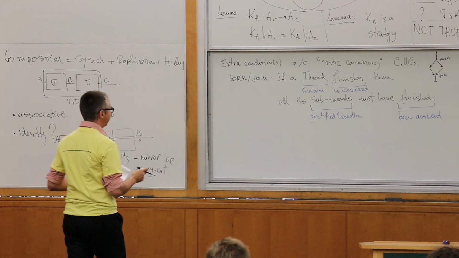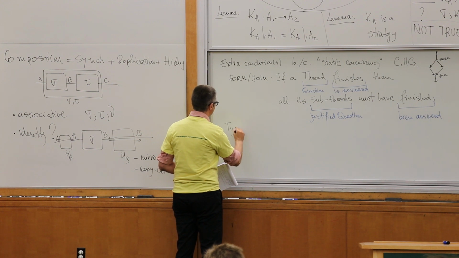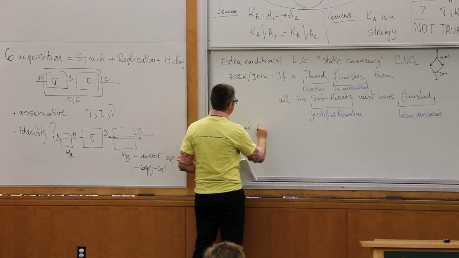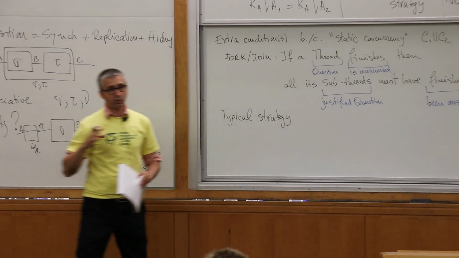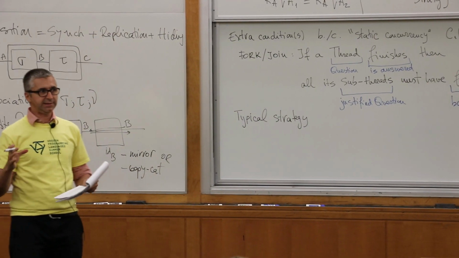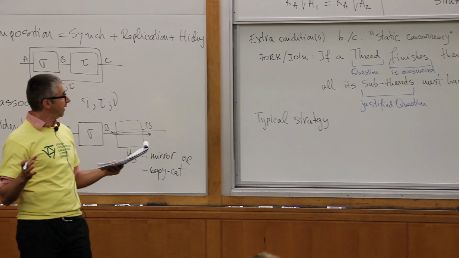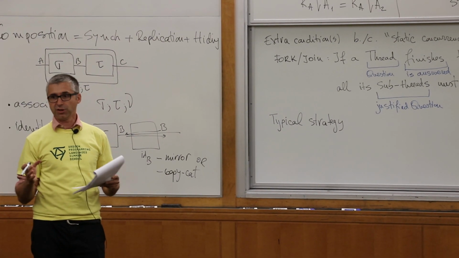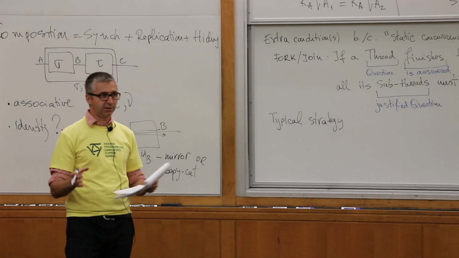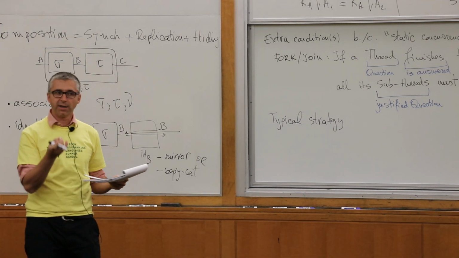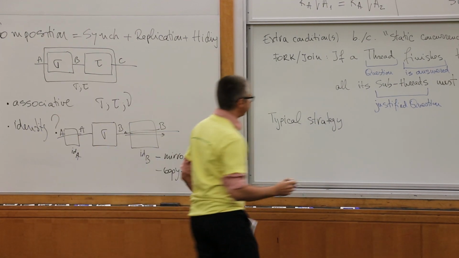So let's look at the typical strategy. And in fact, we've already seen strategy for state. So to describe a language of concurrency with state and concurrency, we only have to give one concrete strategy extra, which is for parallel composition.